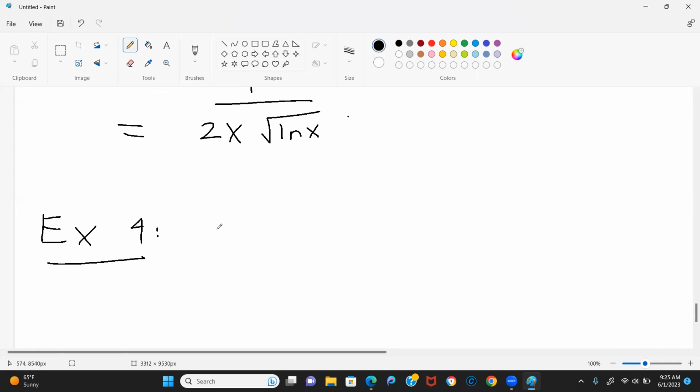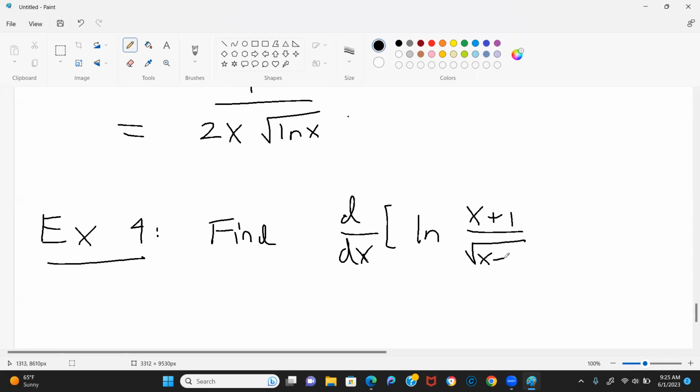All right, so we want to find the derivative of ln of (x plus 1) over the square root of (x minus 2). At first, okay, so we have these pieces. This is our inside piece, and it's a fraction, and then our natural log is our outside.